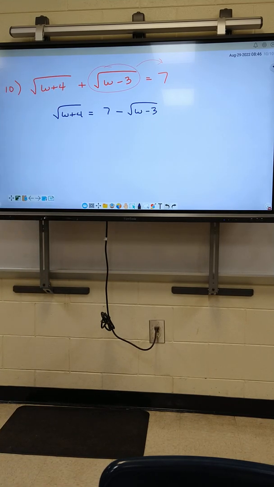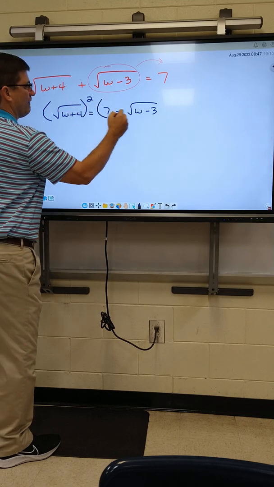So if you ever have 2 square roots in a problem, you got to put one on the left and one on the right. Number 6 was already set up like that. Number 10 was not. All right, we're good on that step. All right, so what did we do next on number 6? What's the next step? We got to square both sides, right?